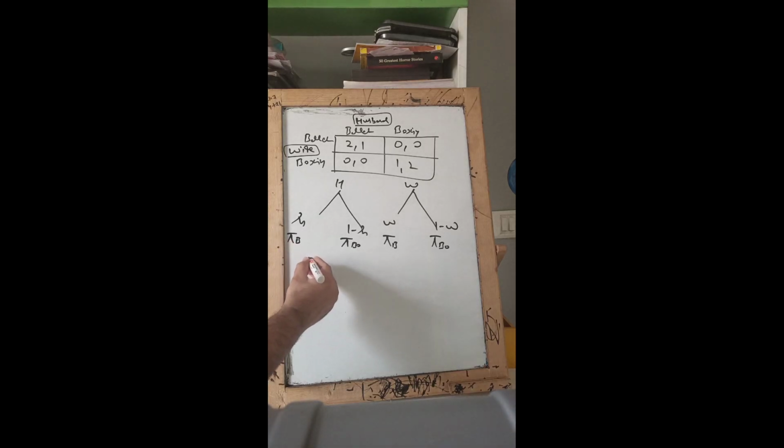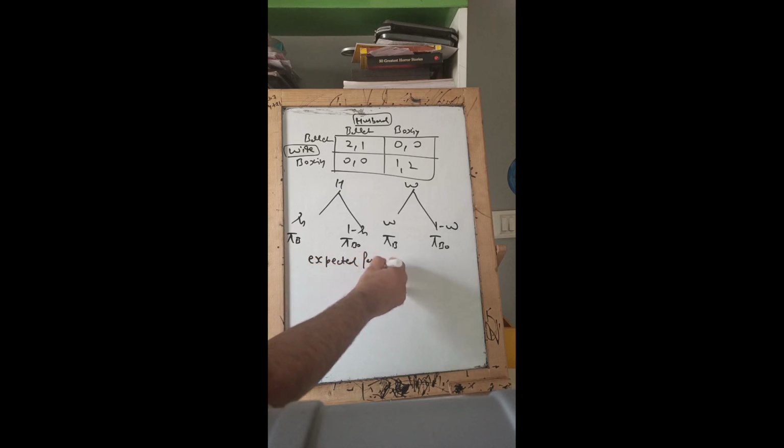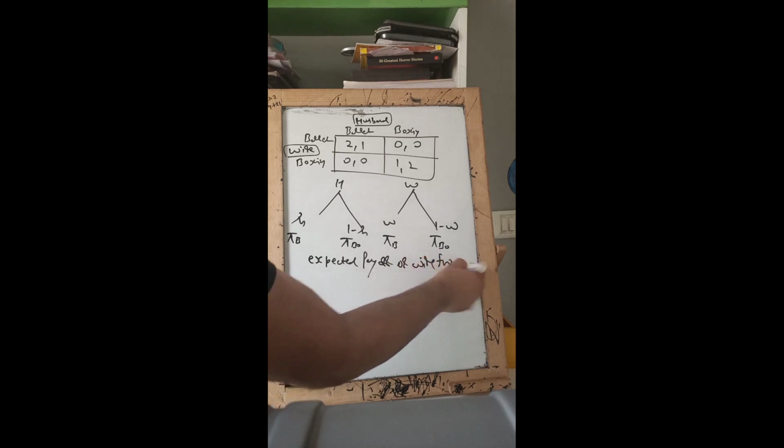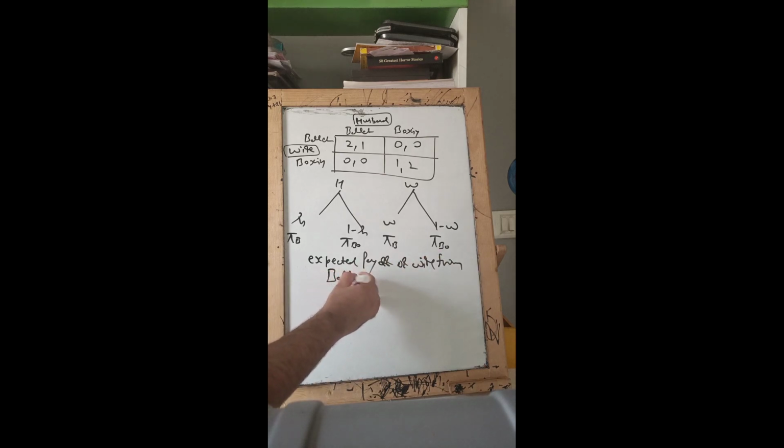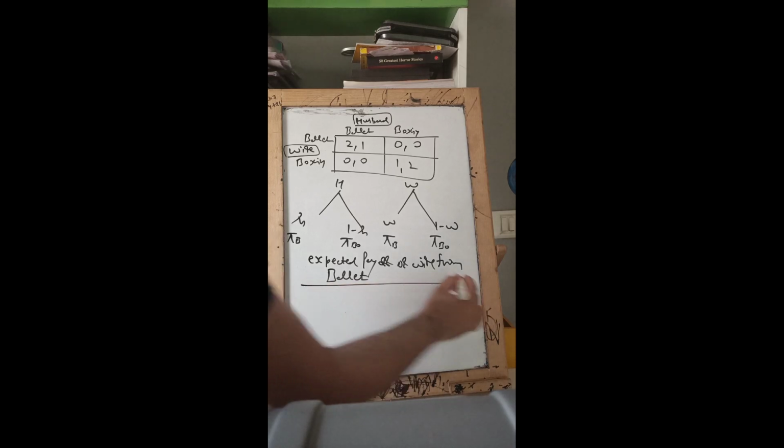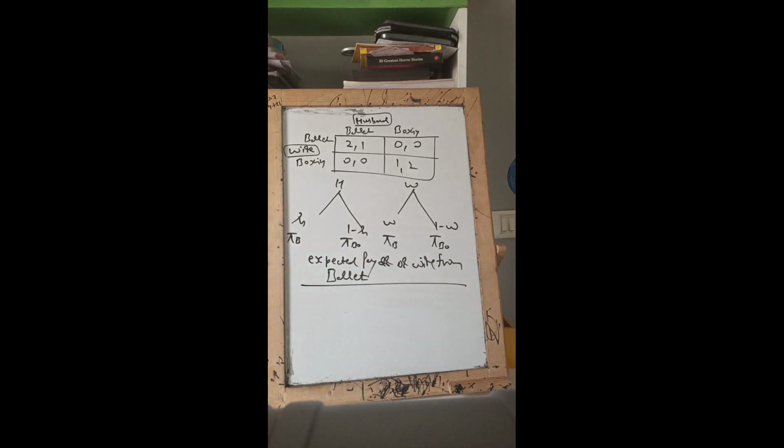Guys, first and foremost, you need to write this. This is called expected payoff of wife from ballet. So you've got to be very, very sure what you are doing. Expected payoff of wife from ballet. Well, guys, if I see it, wife has committed that she's gonna go for ballet. Now, what will be her expected payoff shall depend largely on what the husband does.